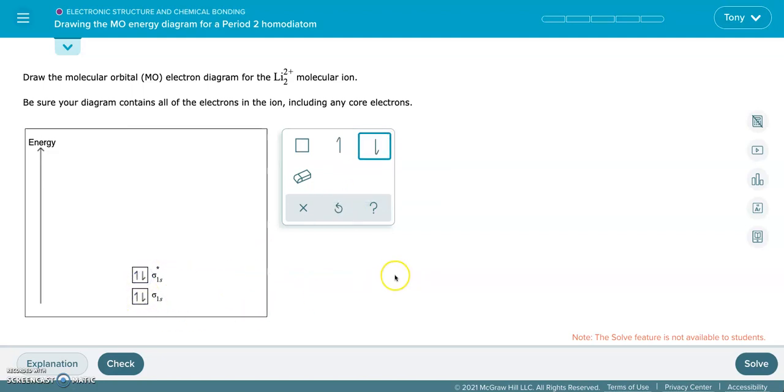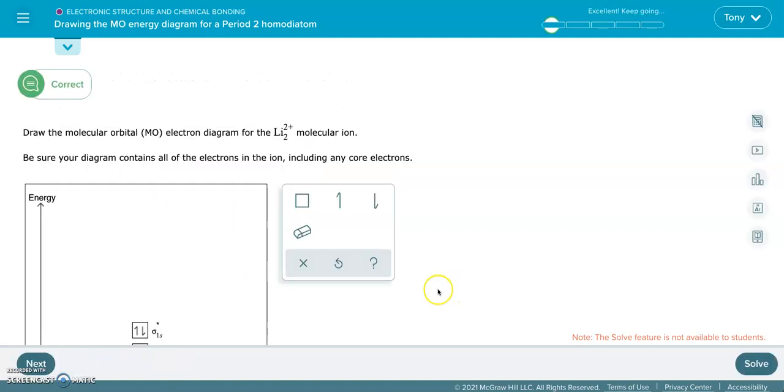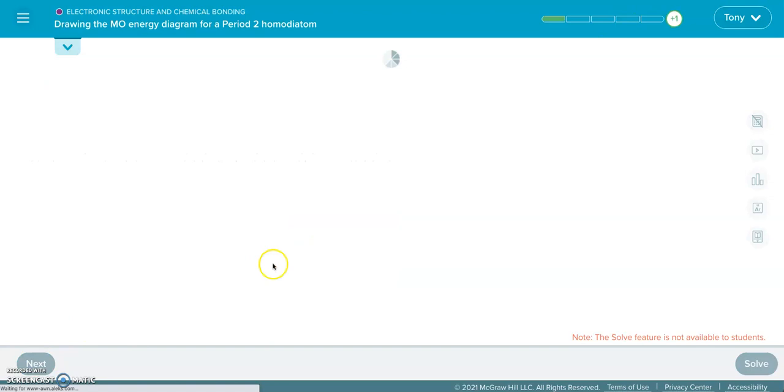But this is the answer for the first one. Again, this part of the diagram, sigma 1s, sigma 1s star, is going to be essentially the same for the 1s, 2s situation. If we got up to the p orbitals, then we'd have to take into account whether it is group 1A through 5A or 6A and above, and deal with that. But let's go ahead and check this one. Yay, we'll move on to the next one.